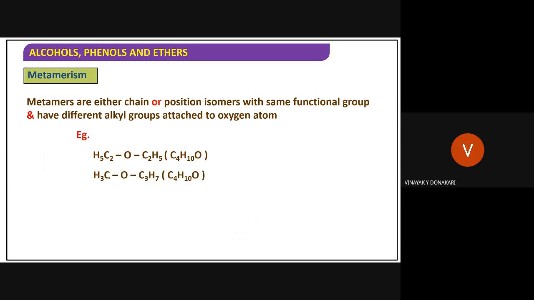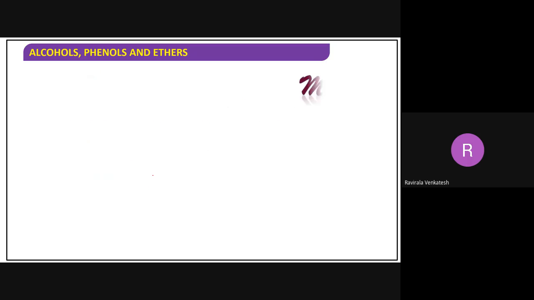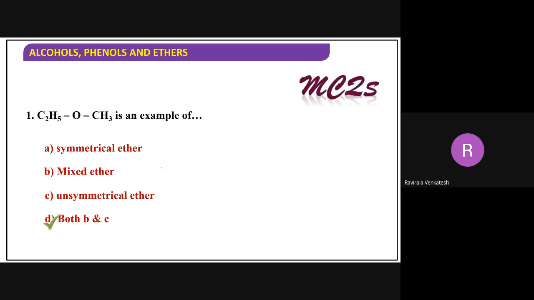Yes, sir. Now you can write many examples with this one. You take 2 carbons here, 1 carbon here, 3 carbons like this. Now which type of isomer is this? Example of which one, mixed or symmetrical? The 2 carbons mixed ether, or unsymmetrical also we can call it, no? Unsymmetrical ether also we can call it because you can't cut it into equal parts. Symmetrical is where you can cut into equal parts. So both B and C we can give, right? Because you cannot cut into equal parts.